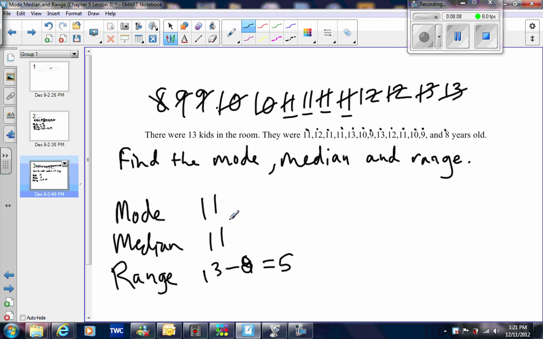And along with the mean, which we did in a previous lesson, you find out what is a good typical number. If we were to do the mean here and add up all these 13 ages and divide by 13, and we got 11 also, then we have 3 different things telling us that 11 is a good typical age for this group of students, because it was the mean, it was the mode, and it was the median. I hope this helps as you review how to look at data and find good typical numbers.